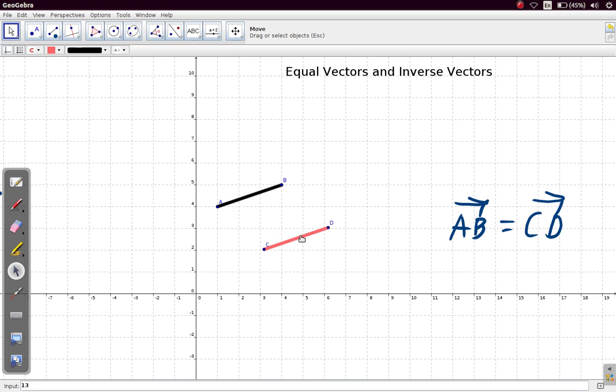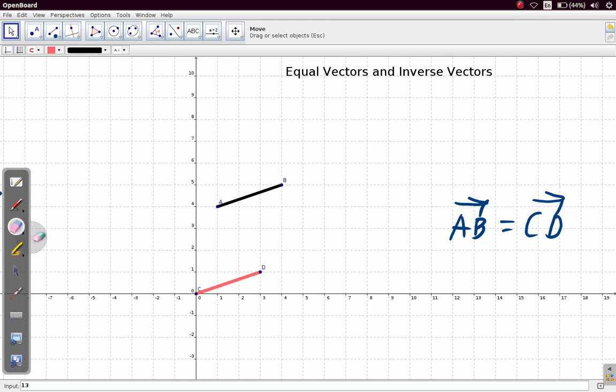Now let me shift them back. They are equal. Even if I put CD up here, they are equal. If I put CD here, they are equal. It doesn't matter where I put them. I could put CD starting at the origin. They are equal. As long as the directions are the same and they have the same magnitude, they are equal vectors. Alright?